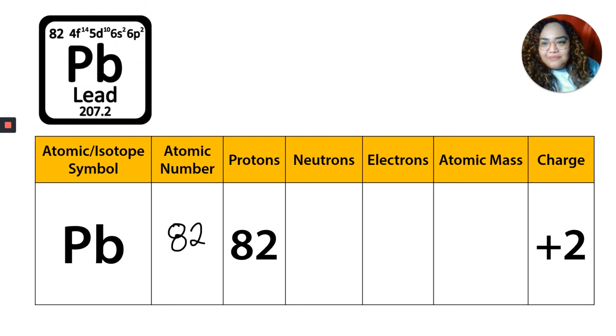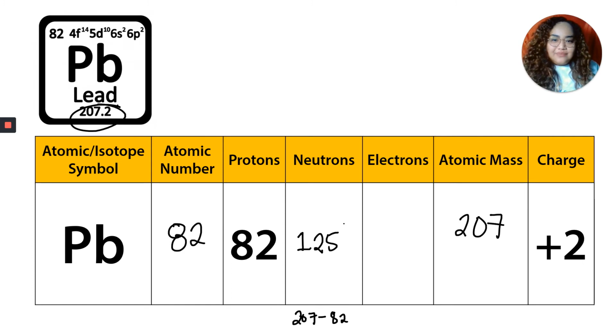Okay, so if you look at the atomic mass of lead, it is 207. So basically, to get the number of neutrons, that's 207 minus 82. So how much is that? 207 minus 82. I'll let you calculate. That's 125.